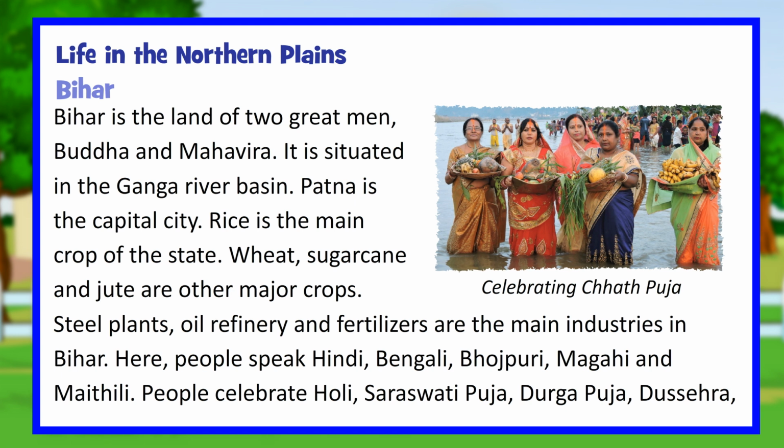Bihar. Bihar is the land of two great men, Buddha and Mahavira. It is situated in the Ganga River basin. Patna is the capital city. Rice is the main crop of the state. Wheat, sugarcane and jute are other major crops. Steel plants, oil refinery and fertilizers are the main industries in Bihar.